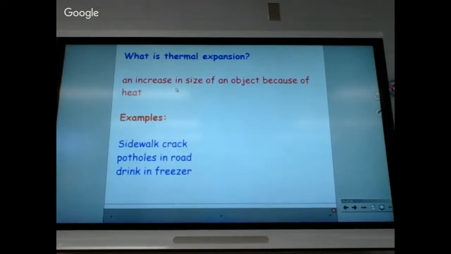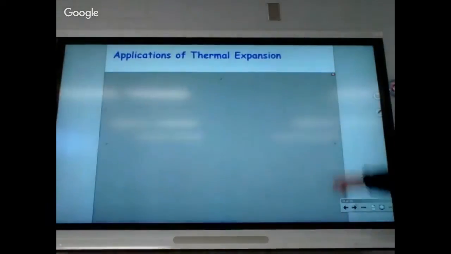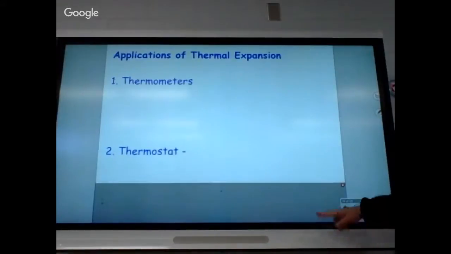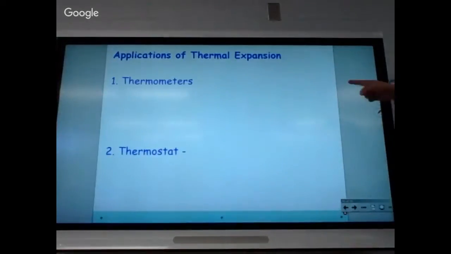When it's wintertime, it snows, it freezes, it ices, and then it freezes, the water expands, it cracks the pavement or the asphalt or whatever. We drive over it, we break up the potholes or the roadway, and then it creates those giant holes that we drive through. Now, the two applications we're going to talk about today. One you're going to use in lab. The first one is a thermometer.